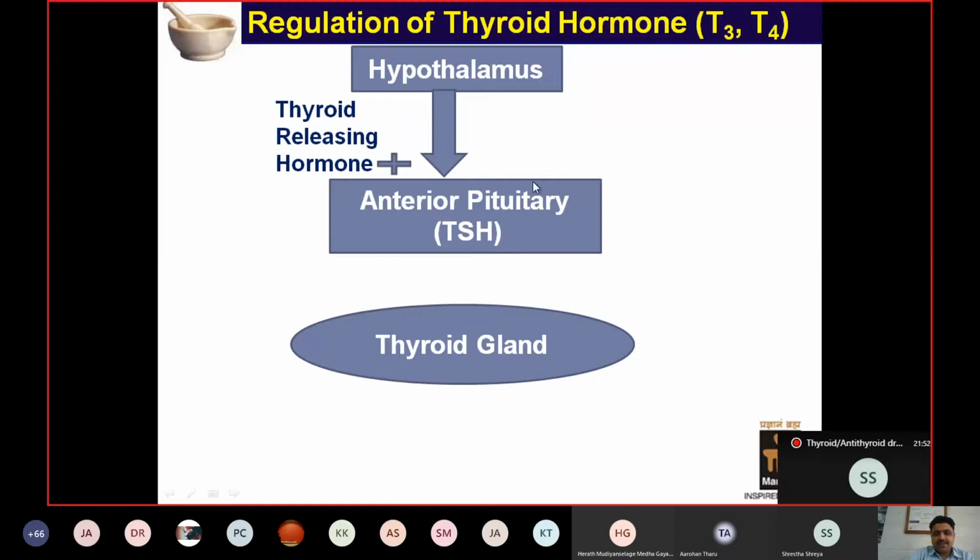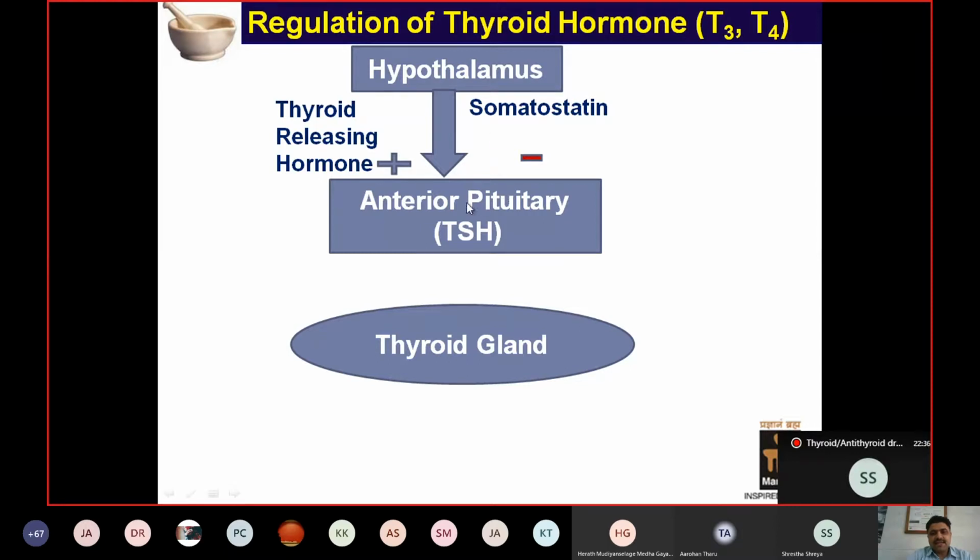Okay, it will stimulate the anterior pituitary gland to release thyroid stimulating hormone, and this thyroid stimulating hormone will stimulate the thyroid gland to release the thyroid hormones. Similarly, the somatostatin released from the hypothalamus also controls this TSH. This somatostatin not only controls growth hormone or prolactin, but it also has an effect on thyroid hormone secretion.